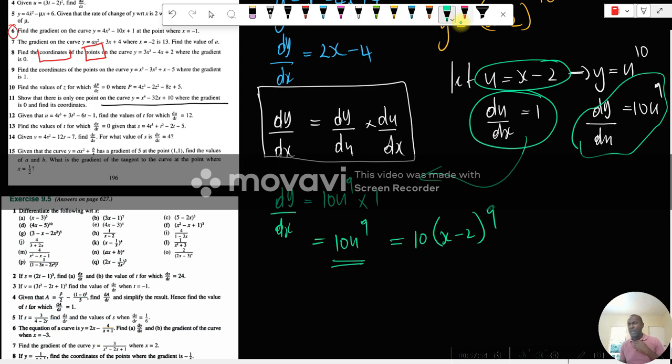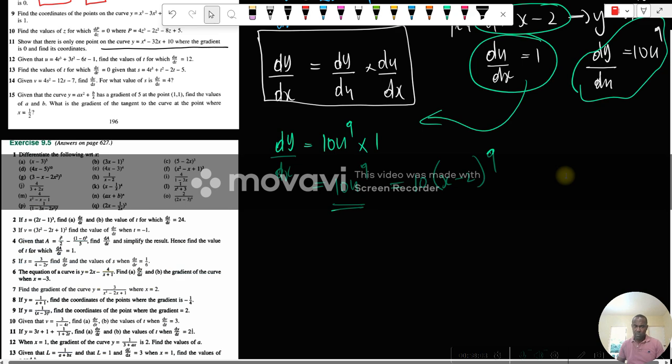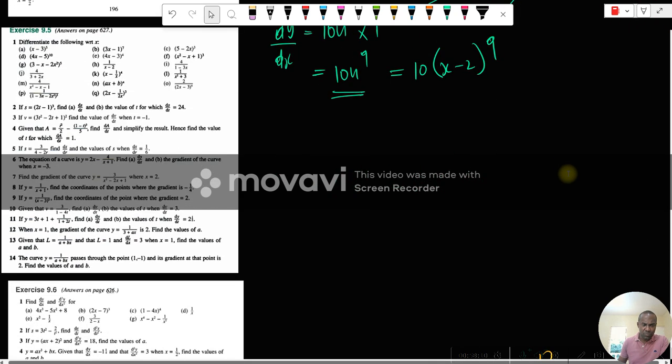So that is an example of how we apply the chain rule to differentiate composite functions. Any questions? No, sir. All right, let's look at some examples of applying the chain rule from this exercise here.